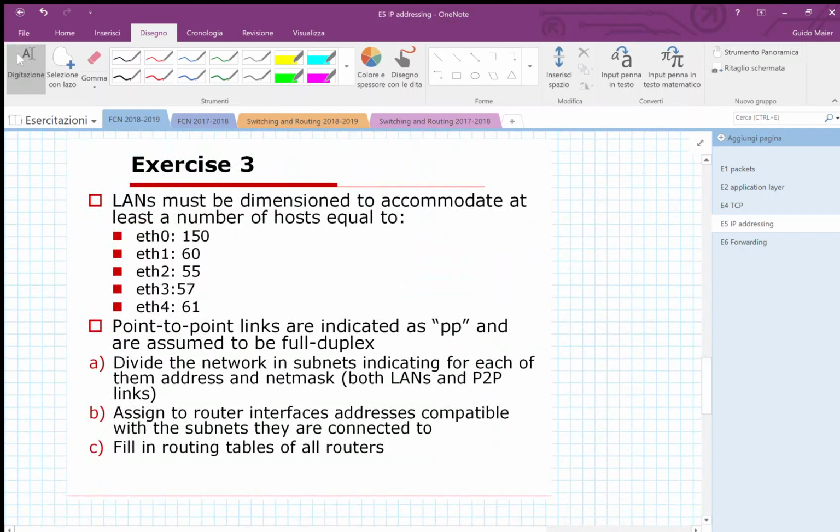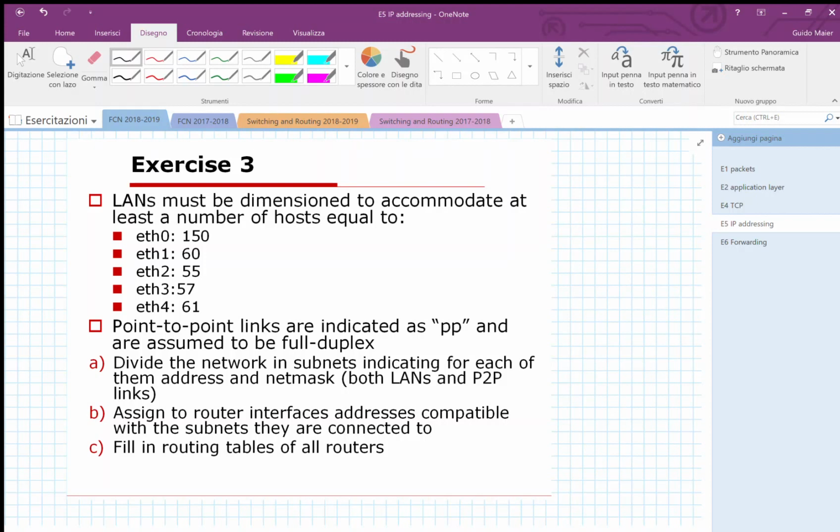So we have a set of 4 LANs, and for each one we have a number of hosts: 150, 60, 55, 57, and 61. And then we have also a set of point-to-point links. We have to divide the network into subnets, indicating for each of them the address and the net mask, and then assign to the router interfaces addresses compatible with the subnets that they are connected to, and then fill in the routing tables of all the routers.